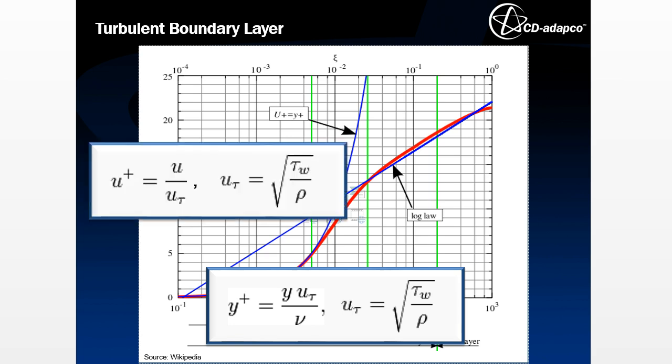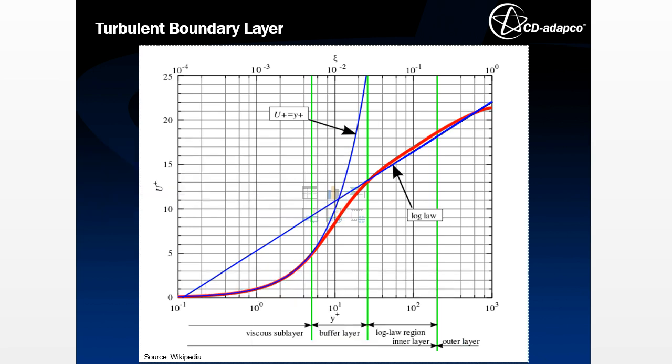The dimensionless velocity u plus is defined as the velocity u over the friction velocity u tau. As quantities, the dimensionless wall distance y plus and the dimensionless velocity u plus can be used to subdivide the near wall turbulent boundary layer into different regions.